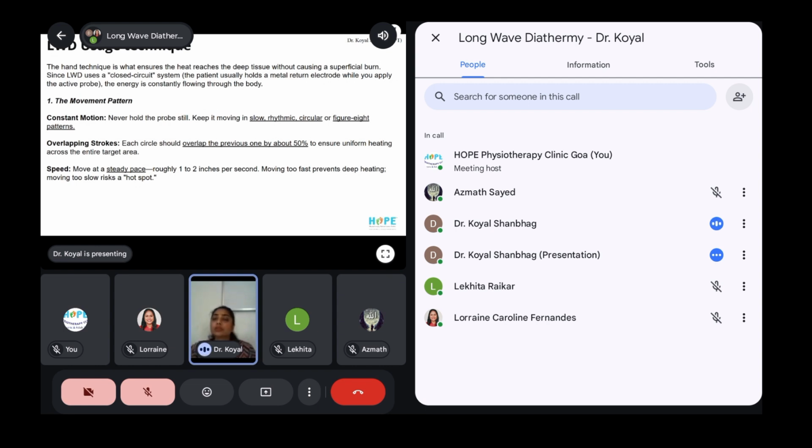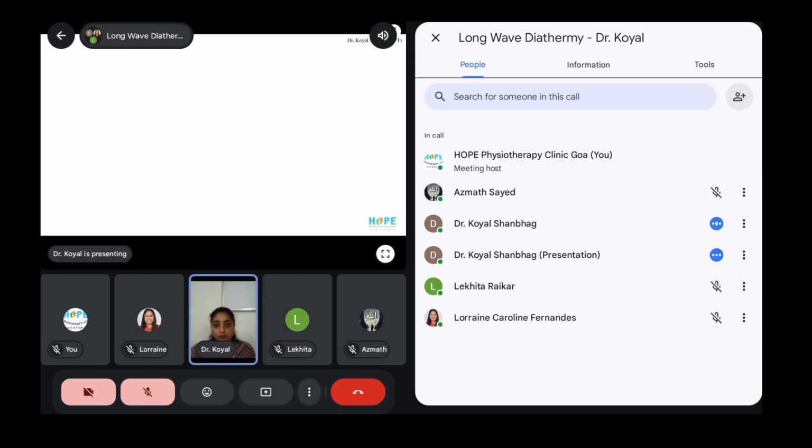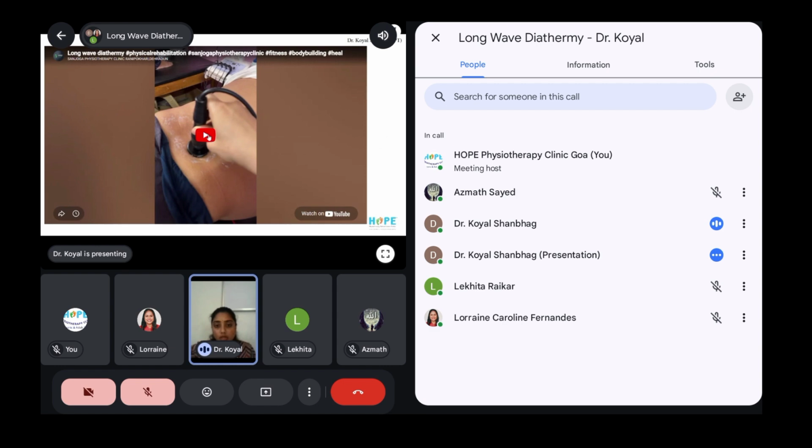Then the strokes should be overlapping. Each circle should overlap the previous one by about 50% to ensure uniform heating across the entire target area. This is very important. And the speed should be roughly 1 to 2 inches per second. If we move too fast, it will prevent deep heating, and if we move slow, there are chances of burns or hot spots.